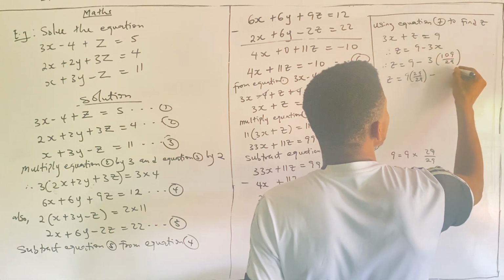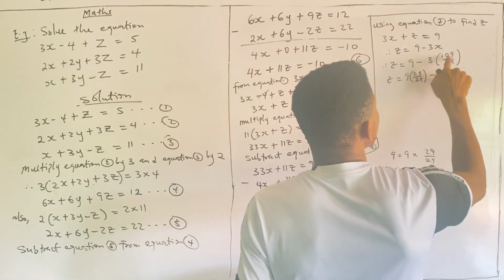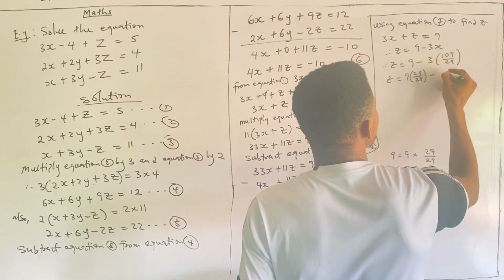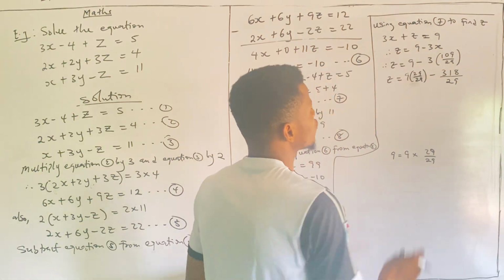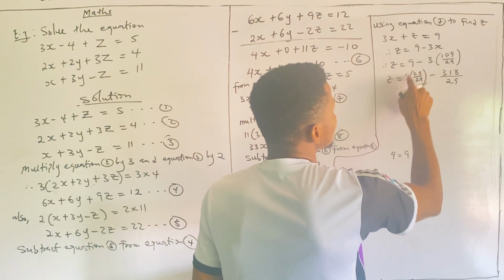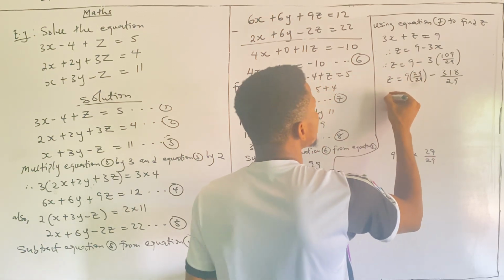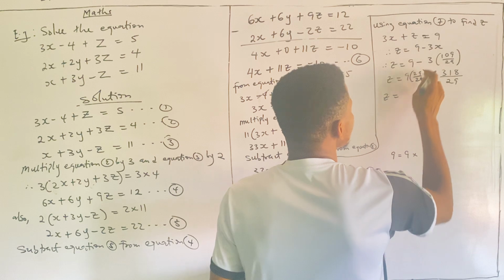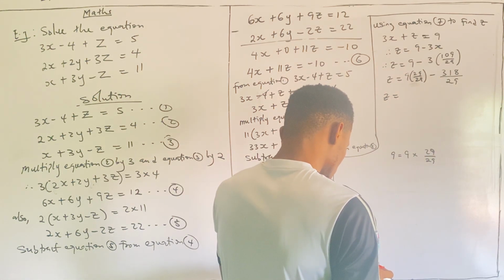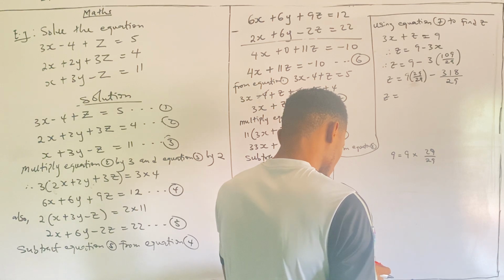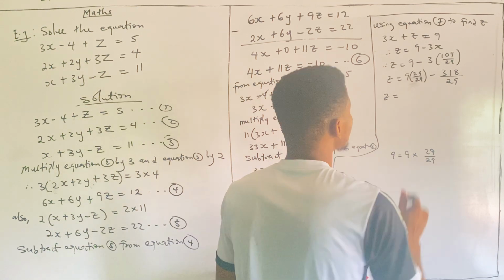3 times 9 is 18. We have 8 carry 1. 3 times 0 is 0, so I have 1. 3 times 1 is 3. So 318 over 29. Of course, 29 over 29 is 1. 1 times 9 is 9. So if we do this, we have that z will be 9 times 29. We already did that, which is 261, right?